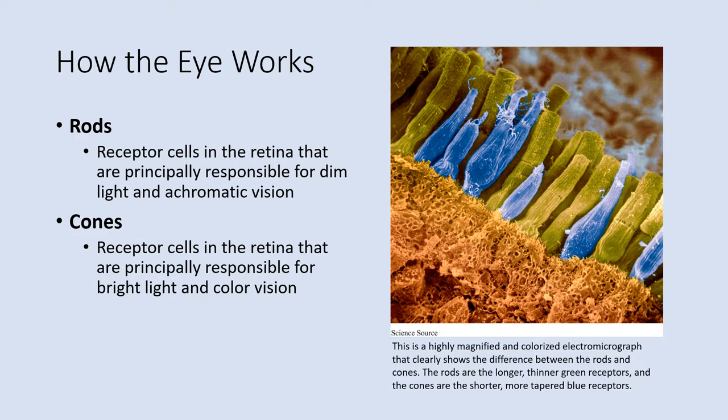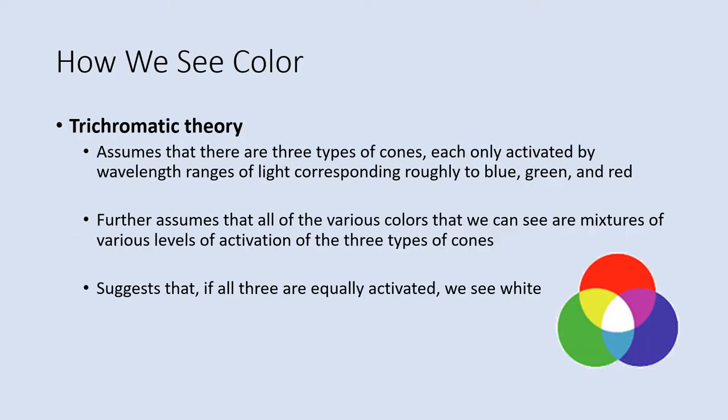Now, rods are receptor cells in the retina that are principally responsible for dim light and achromatic vision, or black and white vision. Cones are receptor cells in the retina that are principally responsible for bright light and color vision. The special sensitivities of the cones allow us to perceive color. However, cones do not respond well to dim light, which is why we don't see color very well in low illumination. Now, there are a couple of theories to explain how we see color.